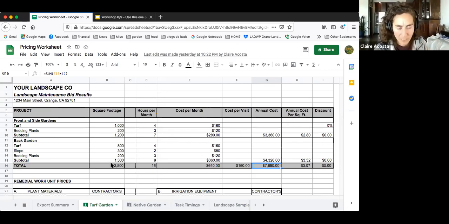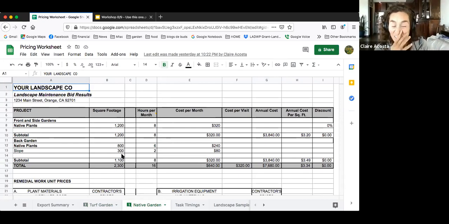Okay, so just remembering these things here so I don't toggle back so much. Here's our square footage of 2,500. We had 16 hours per month, 640 total cost, 7,680 is the annual, and then the cost per visit is 160. So moving to the native garden, we're saying this client is transitioning from this turf garden. The square footage is about the same, but it is a little less because there was a bedding thing that has not been included in the native plants. You can include it. This is, again, just an example. But basically you're transitioning about the same square footage, but this is like 200 square feet less.